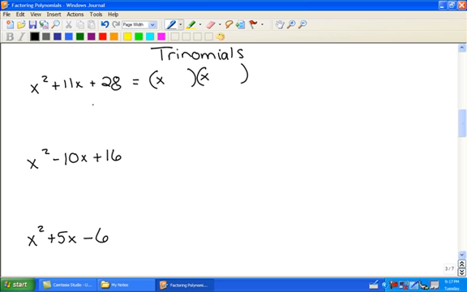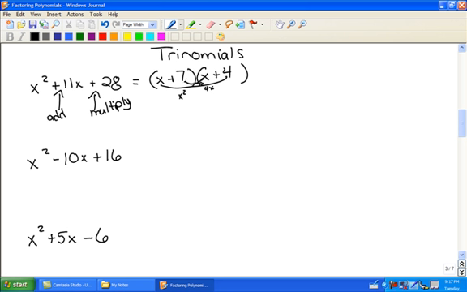Notice that we are going to multiply to get a positive 28, and we're going to add to get a positive 11x. So we want to say what 2 numbers will multiply for 28, yet add for 11. And that's going to be a positive 7 and a positive 4. After you factor, I want you to mentally FOIL back out. X times x is x squared. Outers is going to be a positive 4x.